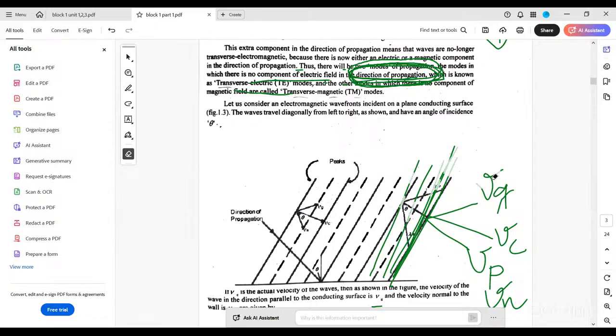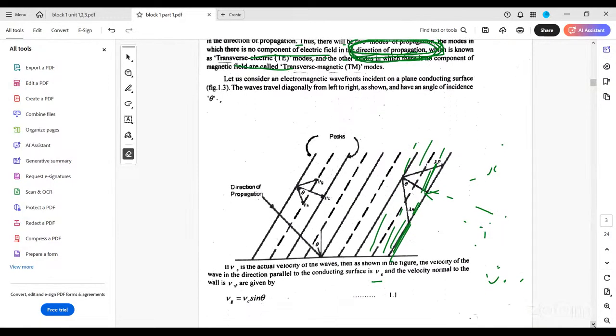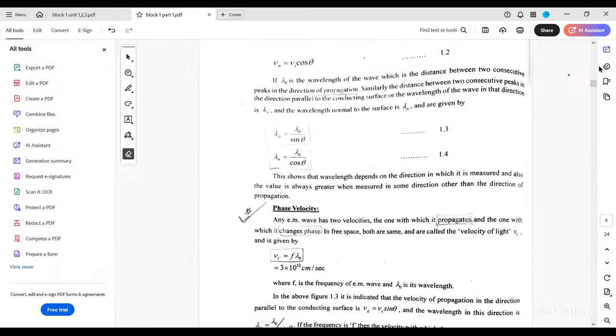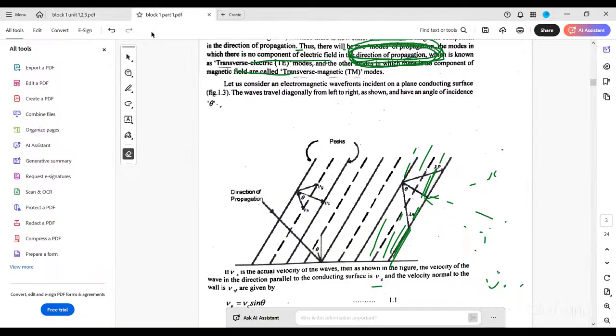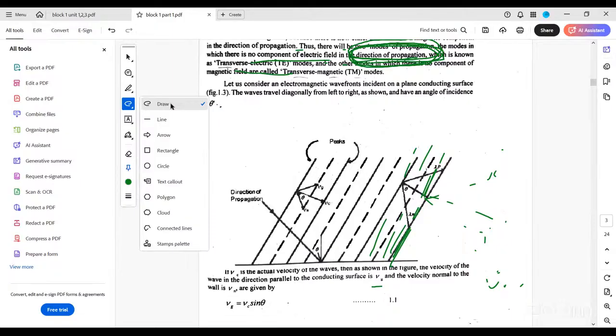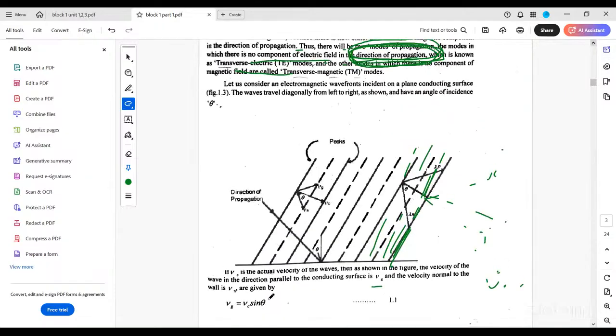In this diagram, along the direction of propagation, we are using three terms. One is Vg, group velocity. Another one is Vn, velocity normal to the plane. Another one is Vp, the phase velocity. Based on that, I am writing two equations. What are the two equations? First, the group velocity equation. Group velocity Vg equal to Vc sin theta.